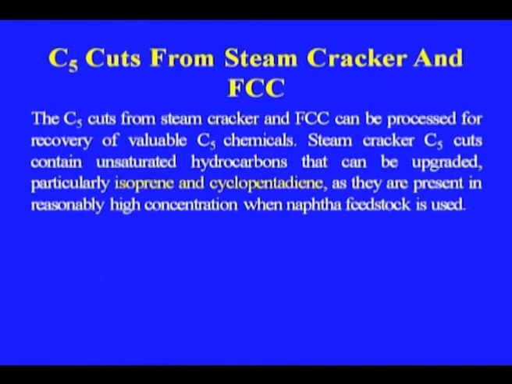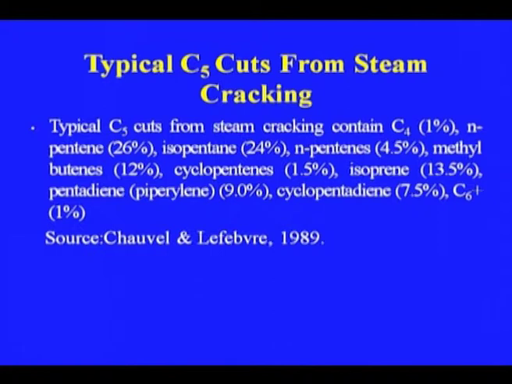So the C5 cuts from the steam cracker and FCC can be processed for recovery of valuable C5 chemicals. Steam cracker C5 cuts contain unsaturated hydrocarbons that can be upgraded, particularly the isoprene and the cyclopentane, as they are present in reasonably high concentration when naphtha feedstock is used. This is the typical composition of the C5 cuts, and here you see the percentage of isoprene around 13%. It will vary from 8 to 13%.